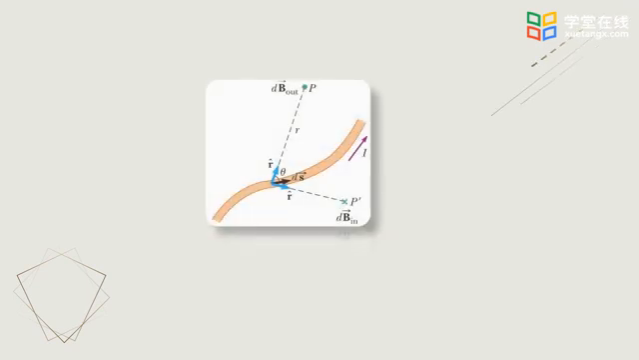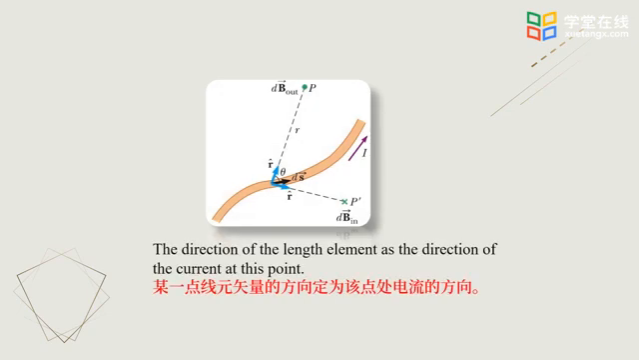Suppose there is a segment of a wire with an arbitrary shape carrying a current I. We divide the segment into an infinite number of length elements ds. Each length element vector has a length of ds, and we define the direction of the length element as the direction of the current at this point. We then could determine the magnetic field dB at some point P created by the differential current element I ds based on the following experimental observations.